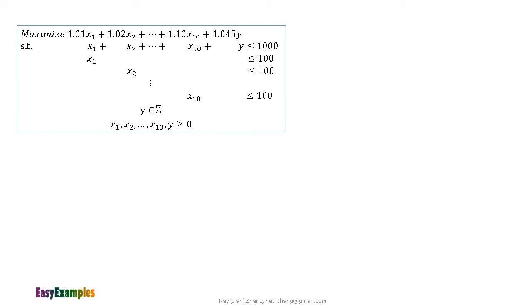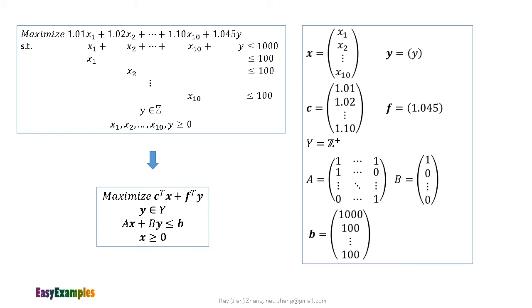In order to introduce Benders' decomposition clearly, we first need to write our model in standard form. This is the standard form. It's written in vectors and matrices. The vectors x and y are the vectors of variables, and in the objective function, the vector c includes all the coefficients of x and f is the coefficient vector of y. The capital Y is a set that defines all constraints that include only y.